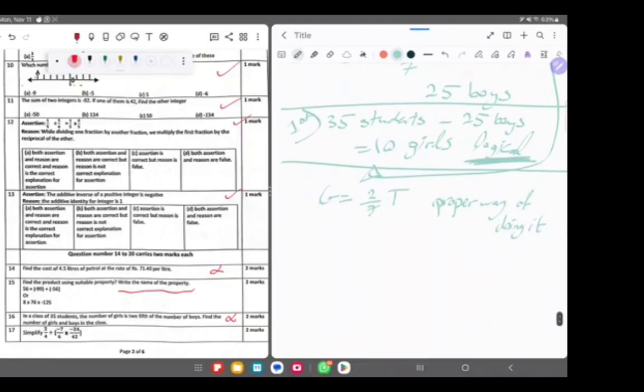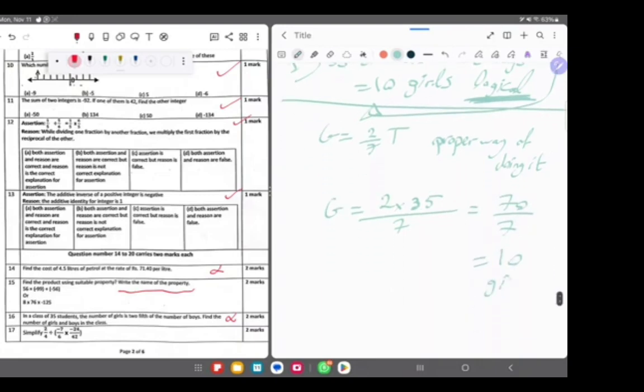G equals 2 over 7 times T. So G equals 2 times 35 over 7, that's 10. Okay, so these are 10 girls. Okay, let's go on. This is still recording.